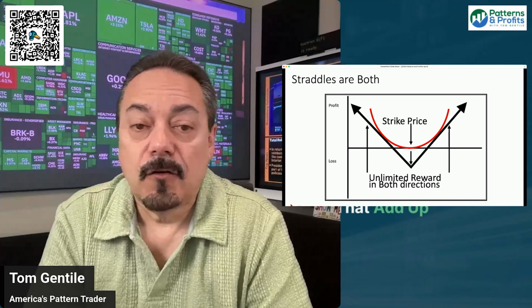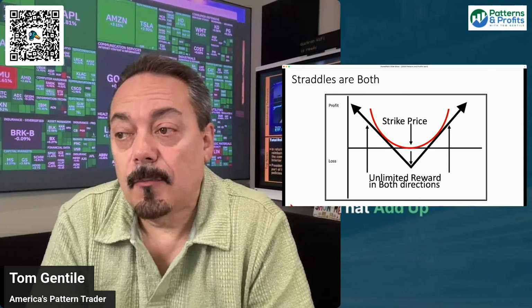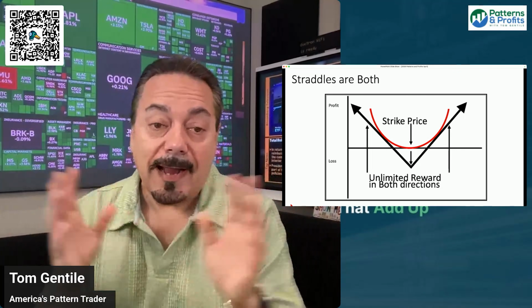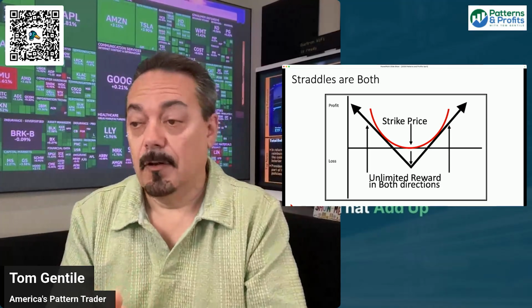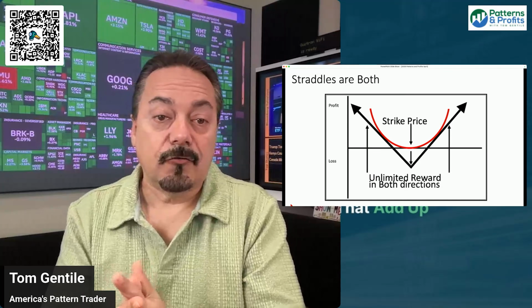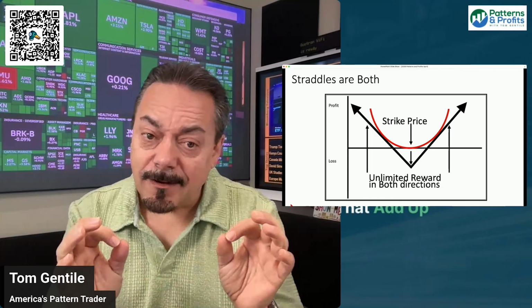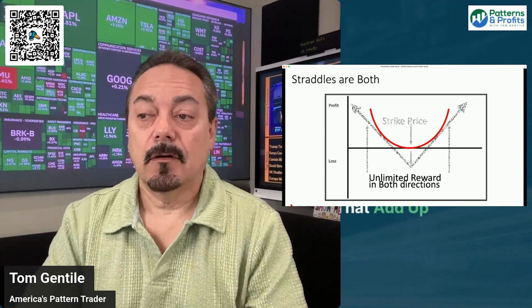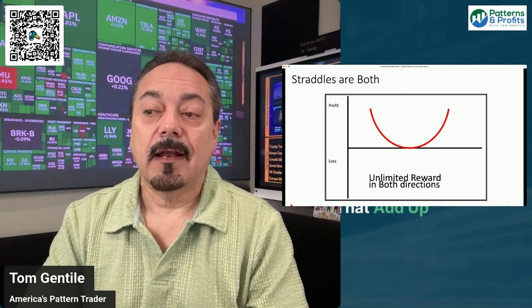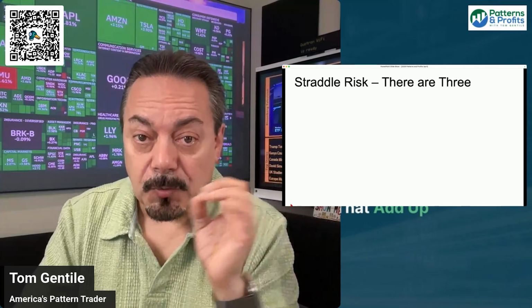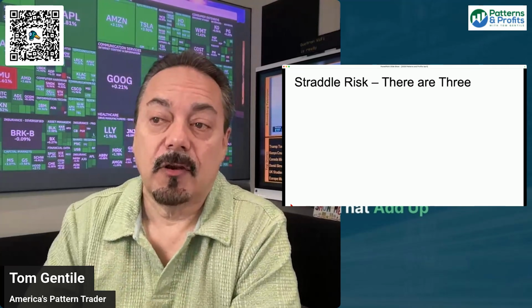If you're looking at this for the very first time, you might be seeing, Tom, this is it. This is the only thing I need to know. I didn't know I could do this. I didn't know that I could put a trade on regardless of market direction and make money. Well, it comes with a catch, right? So you need to understand that the part that is risk, there are three types of straddle risk here.